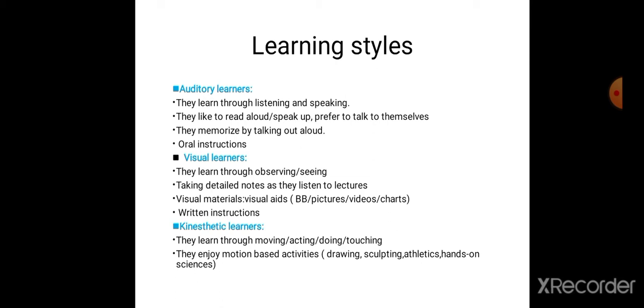The first type is auditory learners. This type of students learn through listening and speaking. They like to read aloud, speak up. They prefer to talk to themselves. They memorize by talking out loud. They prefer oral instructions, not written instructions.